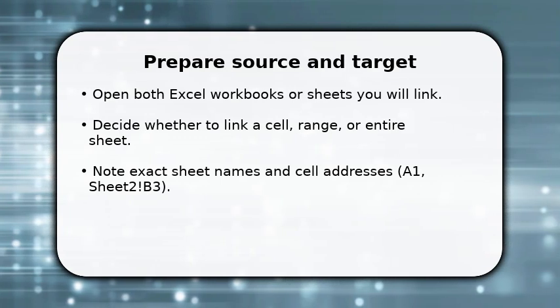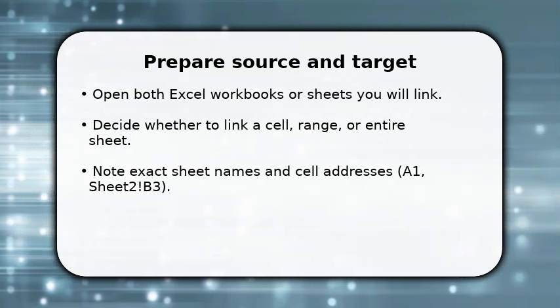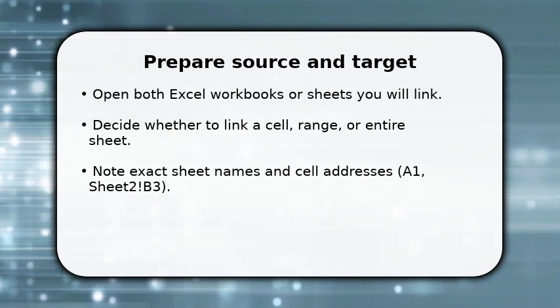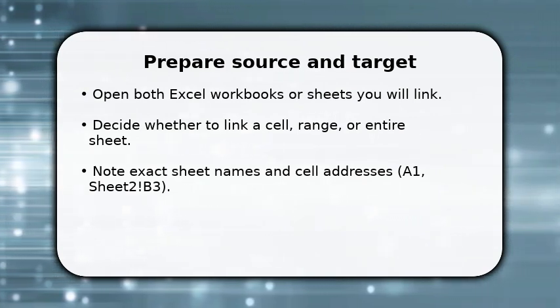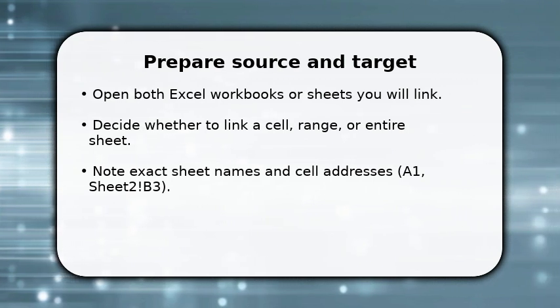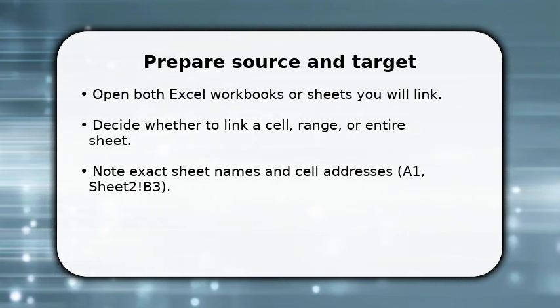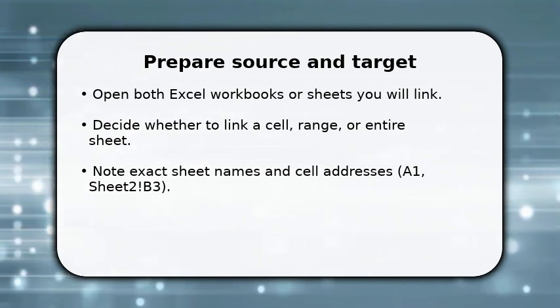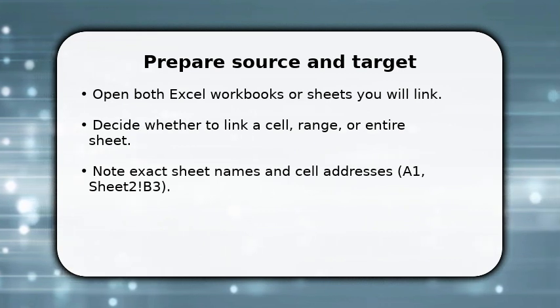You start with the workbook that contains the source data and the one that will receive the link. Select the exact cell or range you need and note its sheet name. Accuracy matters because Excel uses names and addresses to build the link. Once done, switch to the destination workbook or sheet and click the cell where you want the linked value. This first step sets the reference.